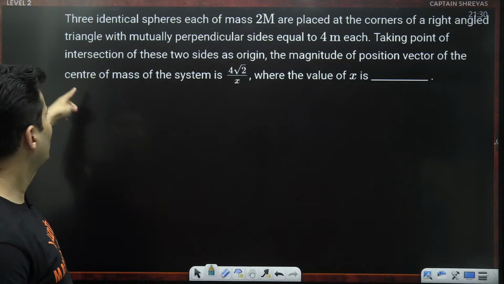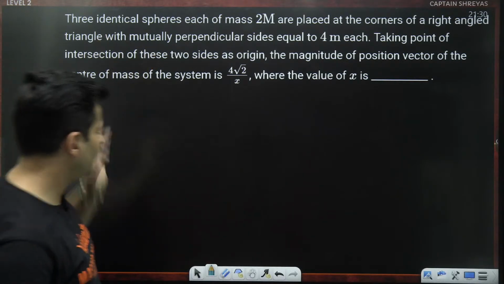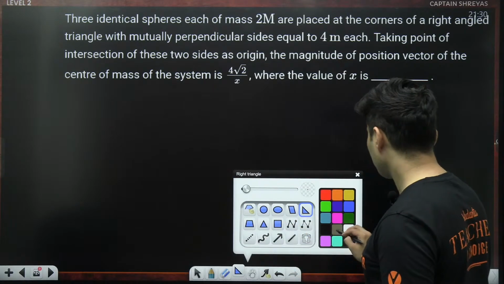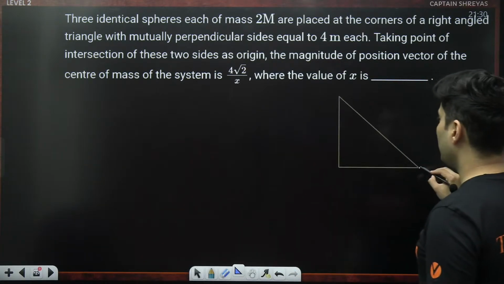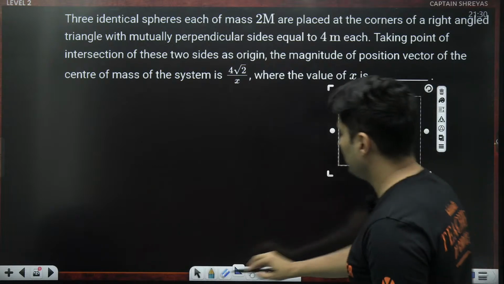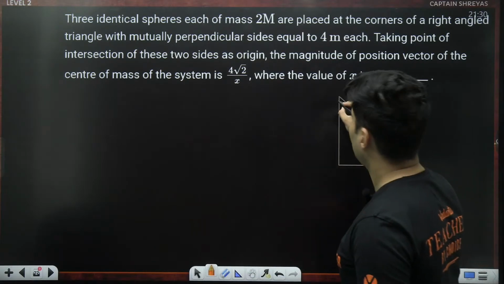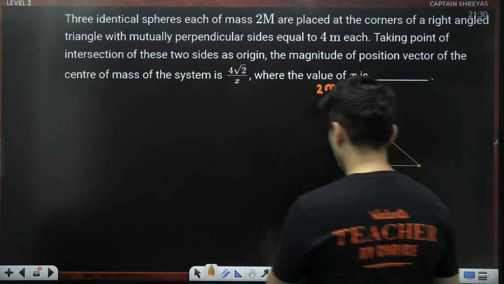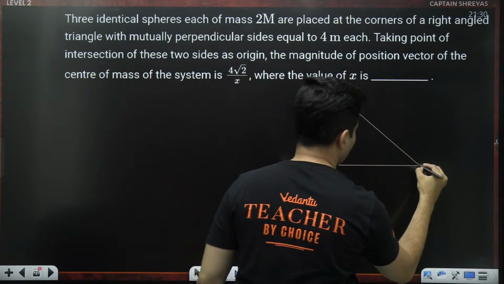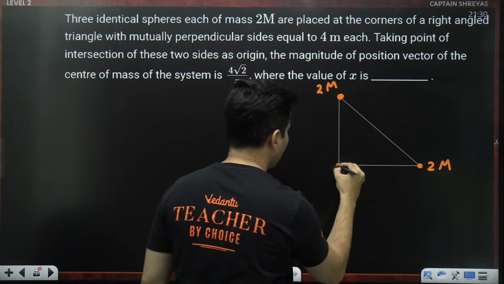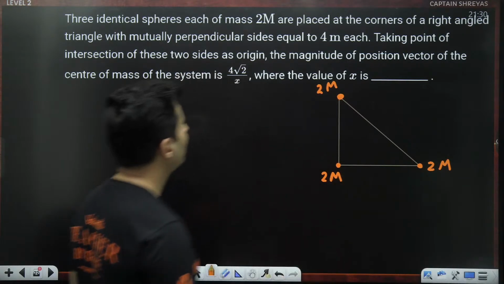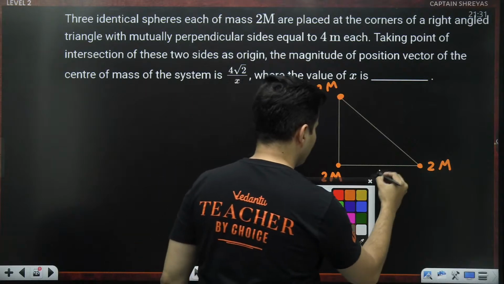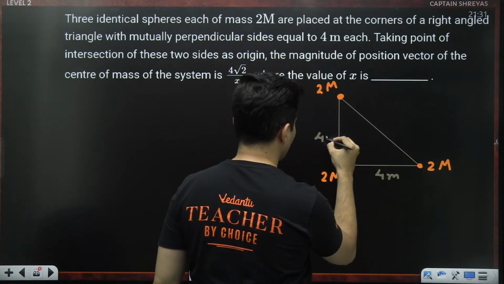Okay, the magnitude of the position vector of the center of mass is how much? Okay, let's draw a right angle triangle first. This is our right angle triangle, and the sphere's masses are 2m. This is 2m, this is 2m, and even this is 2m, with perpendicular sides equal to 4 meters. This is 4 meters, this is 4 meters.